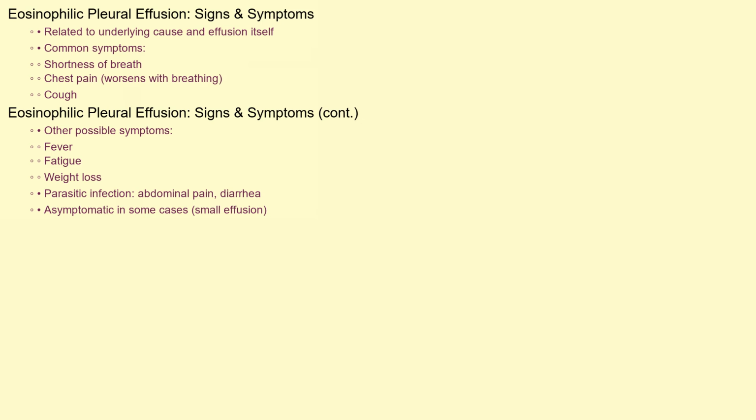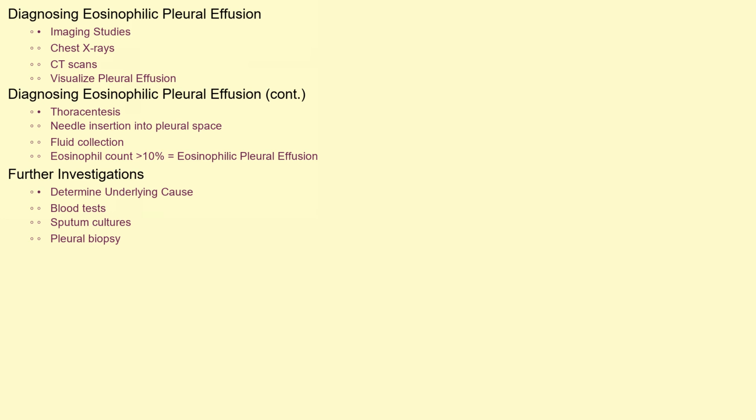If the underlying cause is a parasitic infection, there may be symptoms related to that specific infection, such as abdominal pain or diarrhea. It's important to note that some individuals may have EP without experiencing any noticeable symptoms, particularly if the effusion is small. Diagnosing eosinophilic pleural effusion typically involves a combination of imaging studies and fluid analysis.